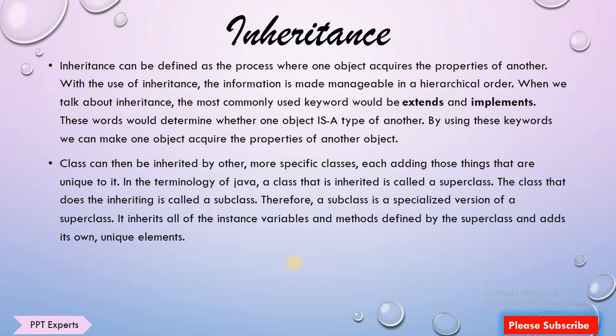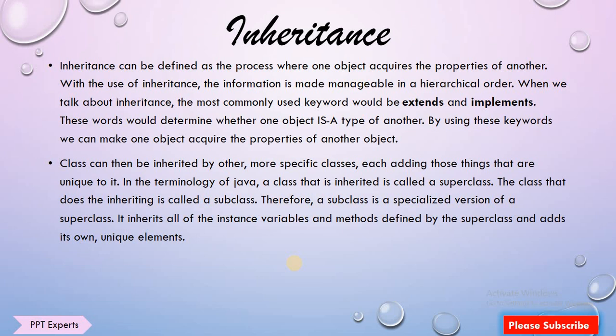When we talk about inheritance, the most commonly used keywords are extends and implements. By using the extends keyword, we inherit the properties of other classes. These words determine whether one object is a type of another object. By using these keywords, we can make one object acquire the properties of another object. A class can then be inherited by other, more specific classes, each adding those things that are unique to it.